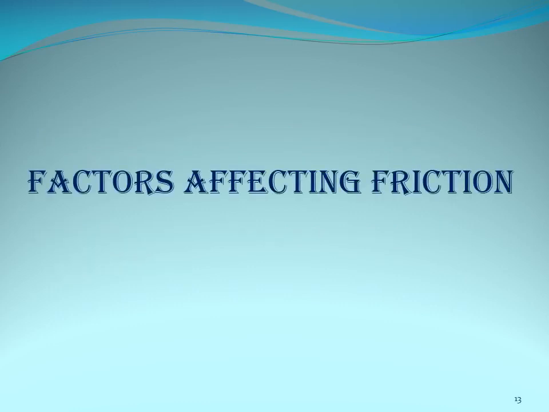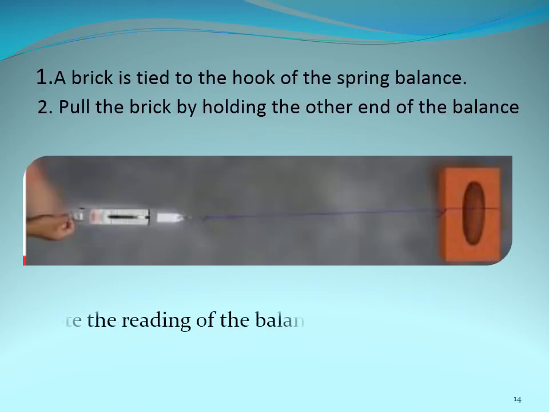The next topic is factors affecting friction. What are the factors affecting friction? There are some factors which affect the frictional force. What are those factors? We can study that by conducting some experiments. Take a brick tied to the hook of a spring balance. Place the brick on a surface. Pull the brick by holding the other end of the balance. Note the reading of the balance.